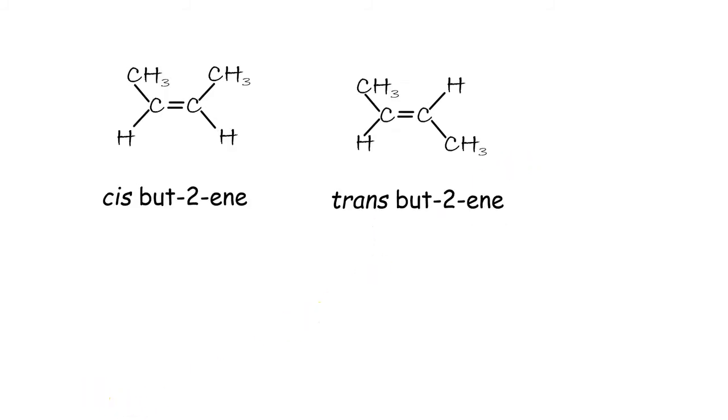Here is cis-butene and trans-butene. As we can see, the alkyl groups on the cis molecule are on the same side of the double bond. On the trans molecule, they are on the opposite side.